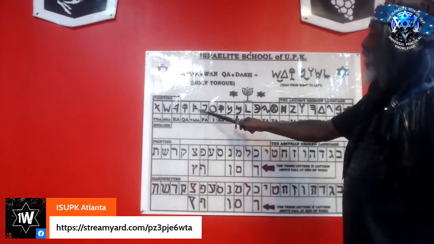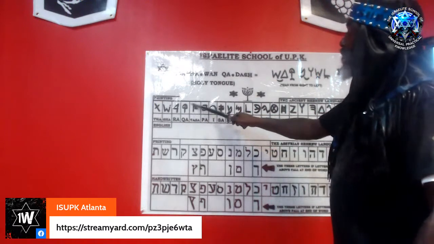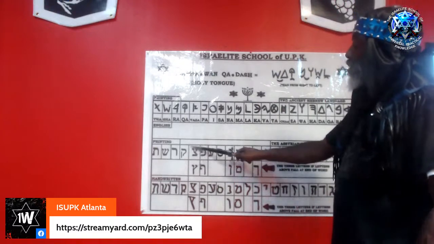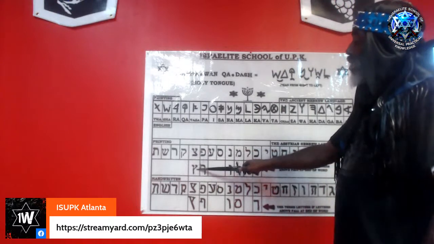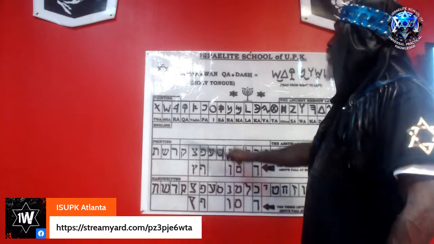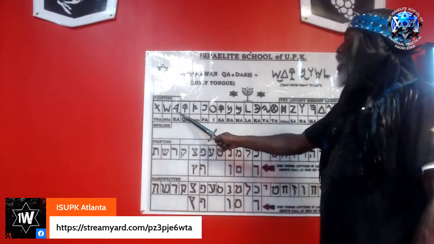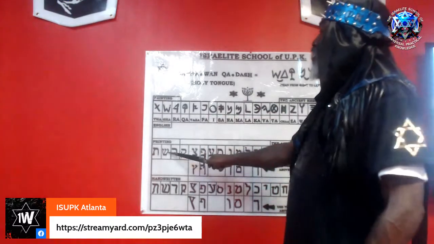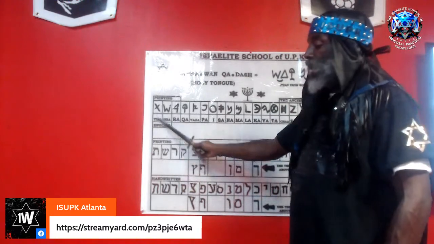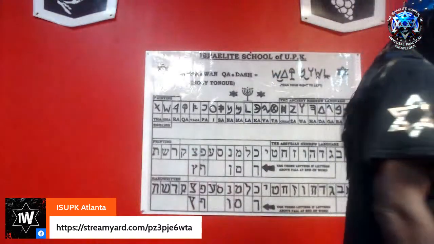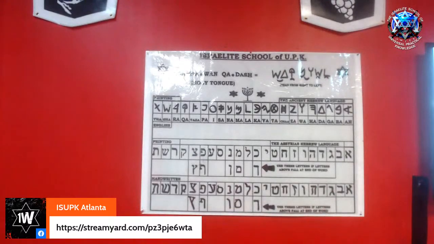Taza. Ancient Taza in the Assyrian. Beginning and middle of the word. End of the word. All right. Qua in the ancient, qua in the Assyrian. Ra in the ancient, ra in the Assyrian. Shah in the ancient, shah in the Assyrian. Tha in the ancient, tha in the Assyrian. All right.